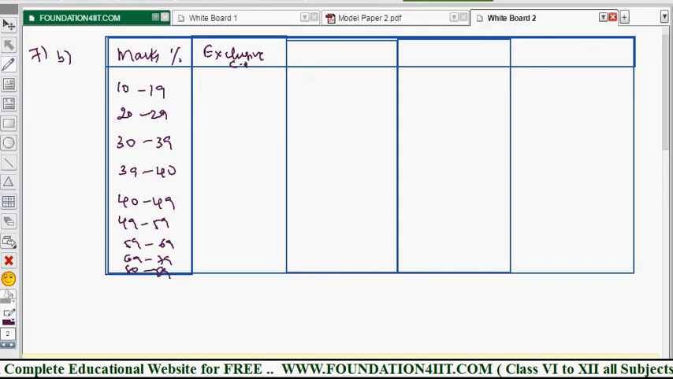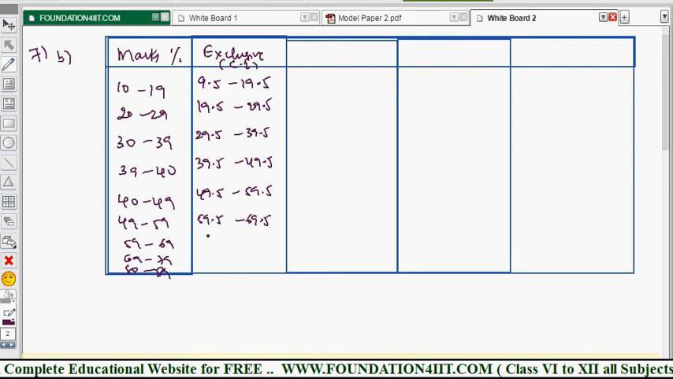So the exclusive class interval is, for 10 to 19, that means 9.5 to 19.5. Subtract 0.5 and add 0.5. Then again 19.5 to 29.5. So you should write like this. And 29.5 to 39.5, 39.5 to 49.5, and similarly 49.5 to 59.5, 59.5 to 69.5, 69.5 to 79.5 and 79.5 to 89.5. And the number of students data is given from the question, that is 6, 12, 20, 46, 57, 37, 15 and 7. Okay, this is the given data.